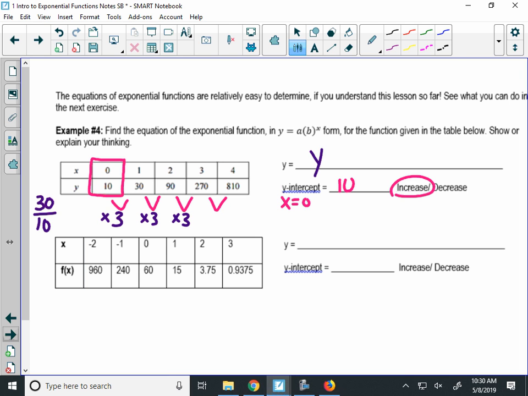So if I write the model, I already have y equals. I start with the 10, the y-intercept. I put my 3, my growth rate, in the parentheses, and x is my exponent.